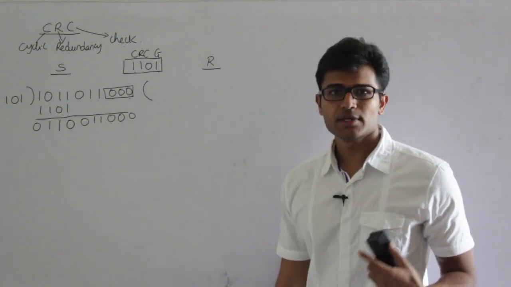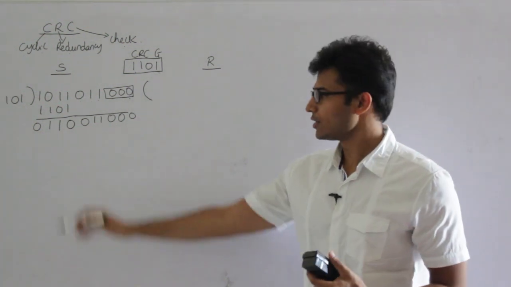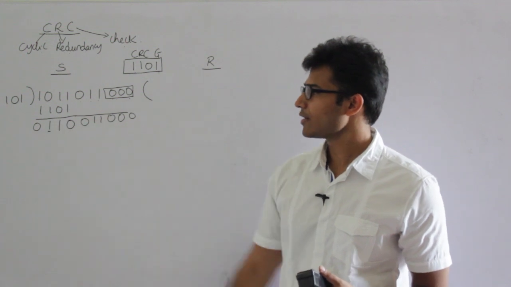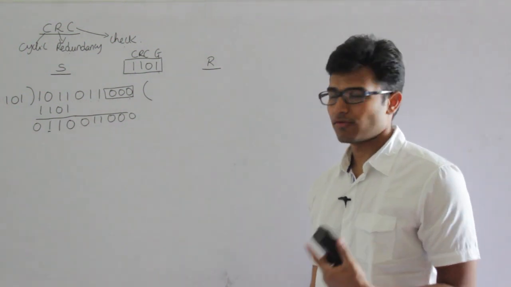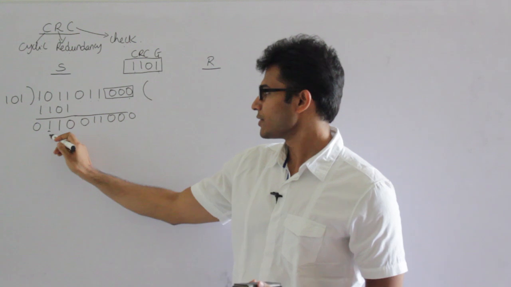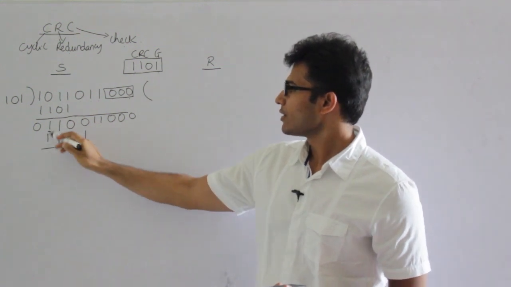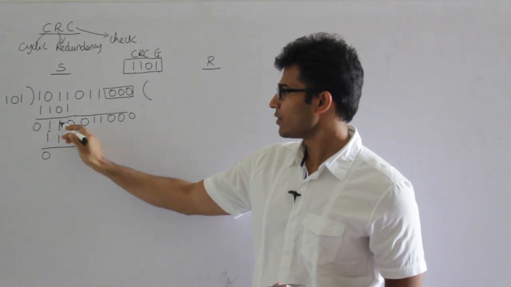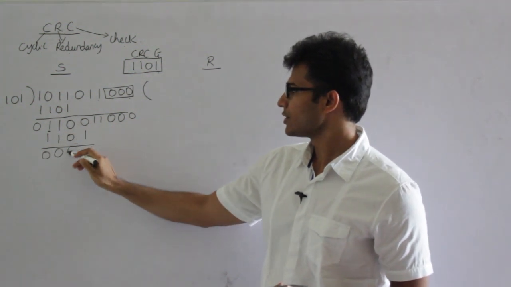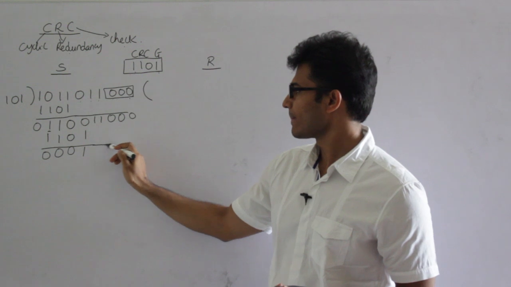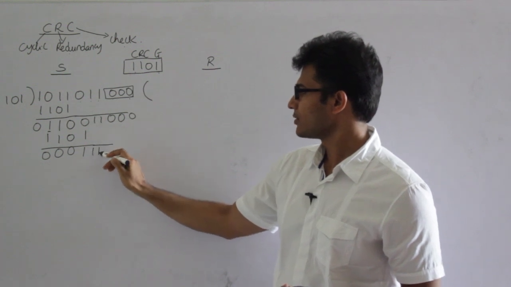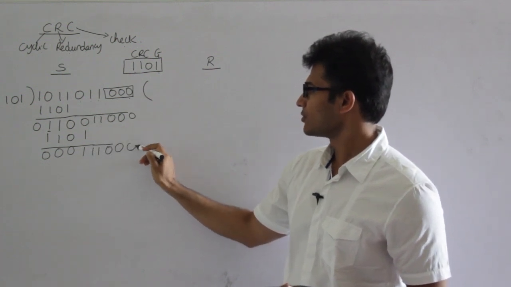Always start again from the leading one. So the leading one is this, right? Start again applying the exclusive OR from this point using the CRC generator, which means 1 1 0 1. Then what do I get? 1 exclusive OR 1 is 0, 1 exclusive OR 1 is 0, 0 exclusive OR 0 is 0, 0 exclusive OR 1 is 1, and this is 1 1 0 0 0.